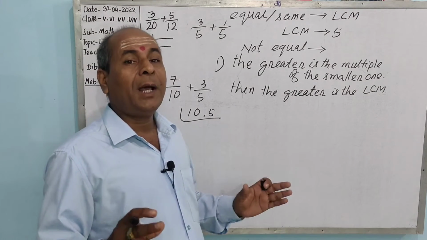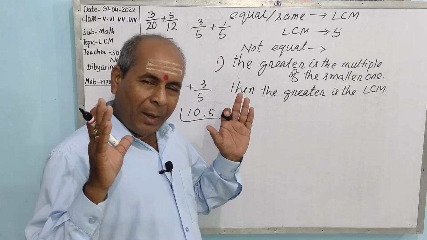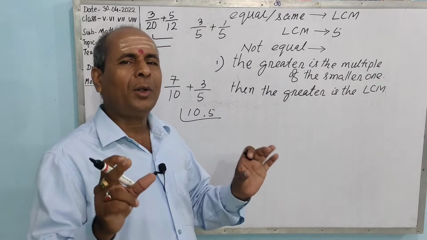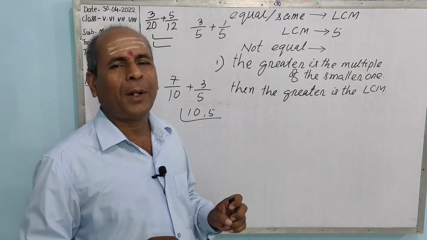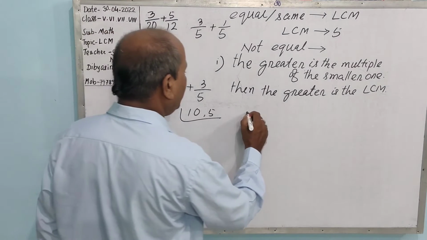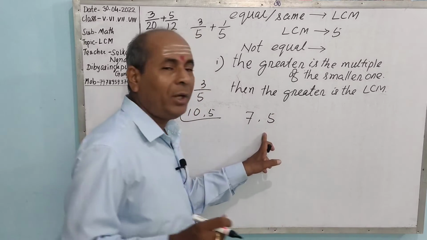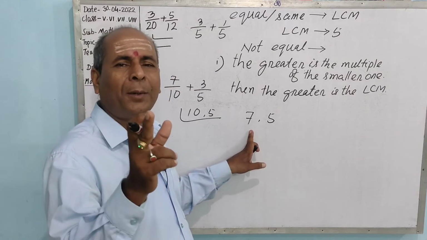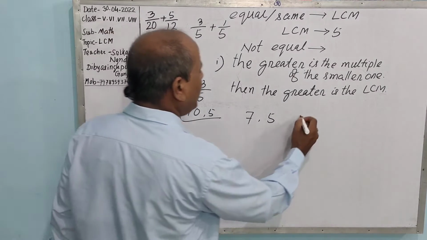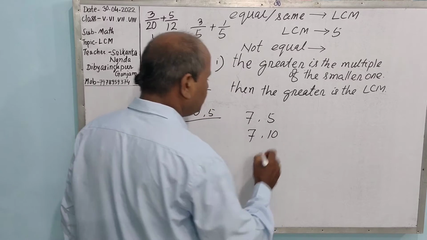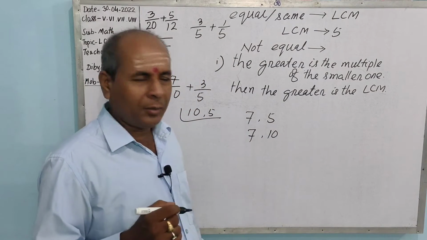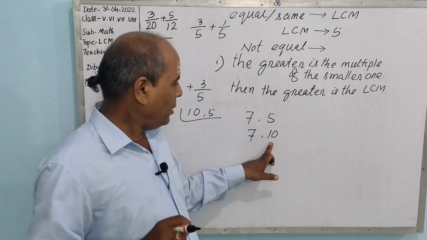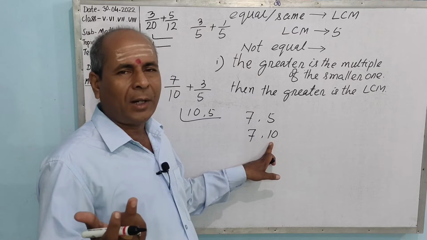Second case: if they are not equal, then they may be co-prime or they may not be co-prime. Co-prime, you know, means they don't have any common factor. Just see 7 and 5. They are prime numbers and co-prime also, because they have only one common factor, that is 1. But 7 and 10: 7 is prime but 10 is not prime. 10 is composite because 2 is a factor and 5 is another factor.